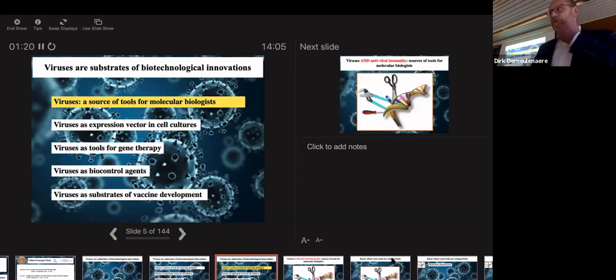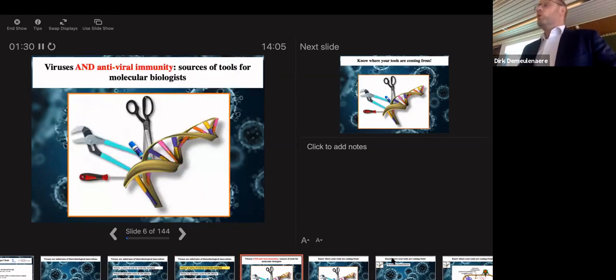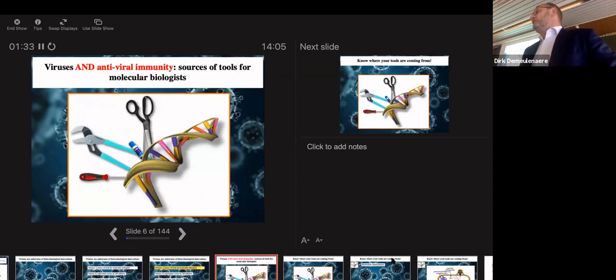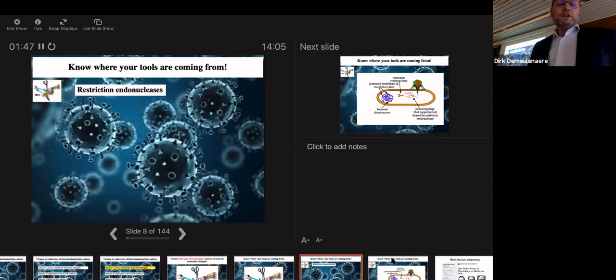In your tools as molecular biologists, you have a lot of different reagents that you are using every day. And some of them are derived from viruses or from antiviral immunity. And this is something that I'd like to illustrate with two first examples that you use every day in the lab. And surprisingly, very few people know exactly that this is related to viruses. So the first obvious example is restriction endonucleases.